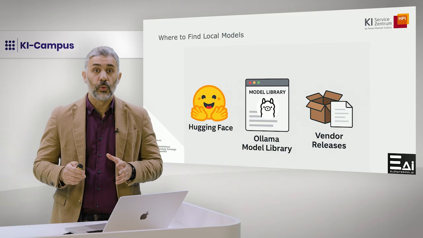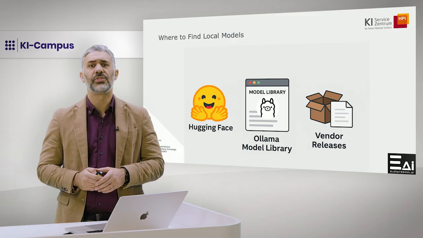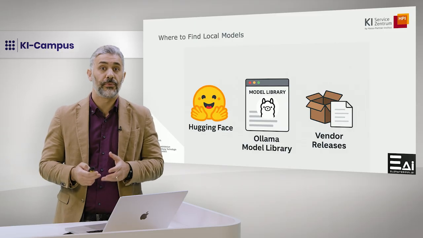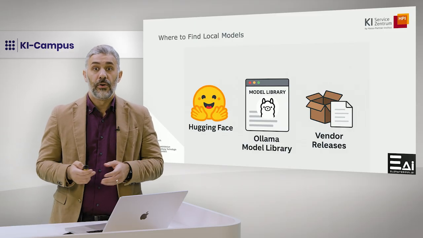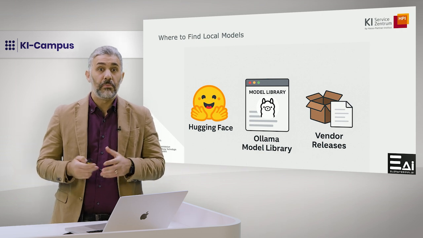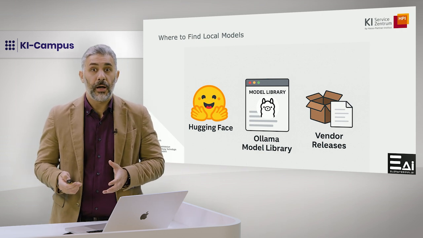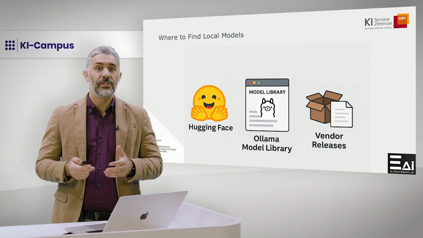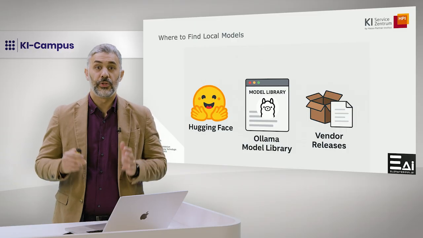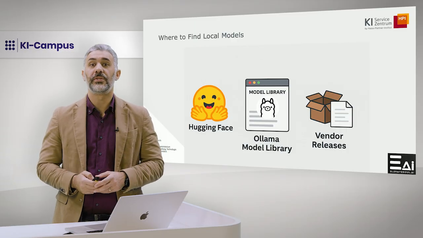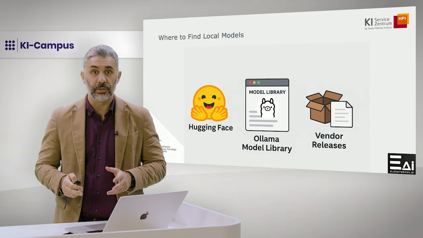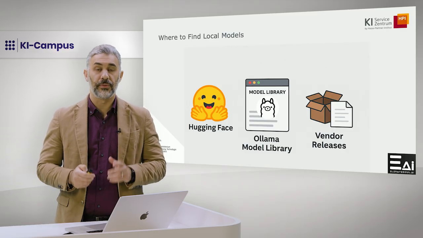Next is the vendor or lab releases. Some research labs and companies publish models directly. For example, Meta for Llama, Mistral AI for Mistral, IBM for Granite, or Alibaba for Qwen. These models eventually appear in Hugging Face, but sometimes the official release happens on the provider's own website or GitHub first. Together, these sources form the discovery layer for local LLMs. They allow you to explore available models, compare versions, and pick the right one for your task.